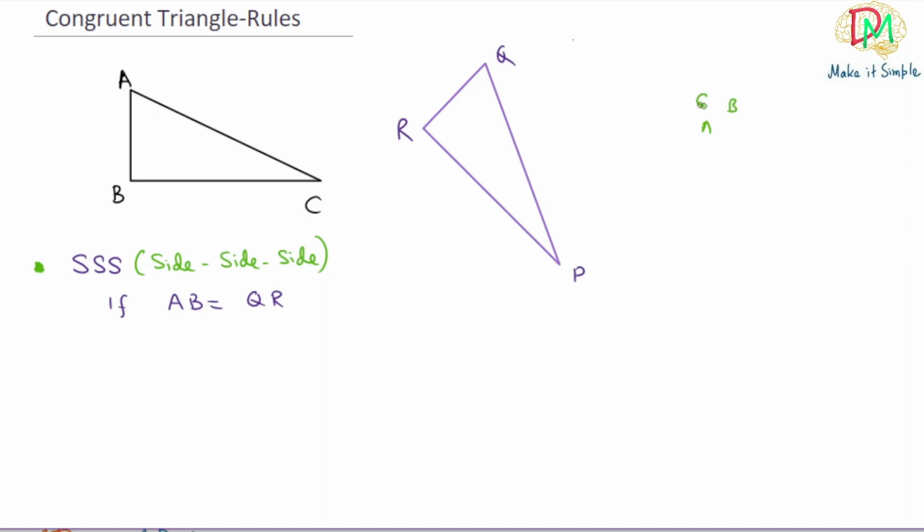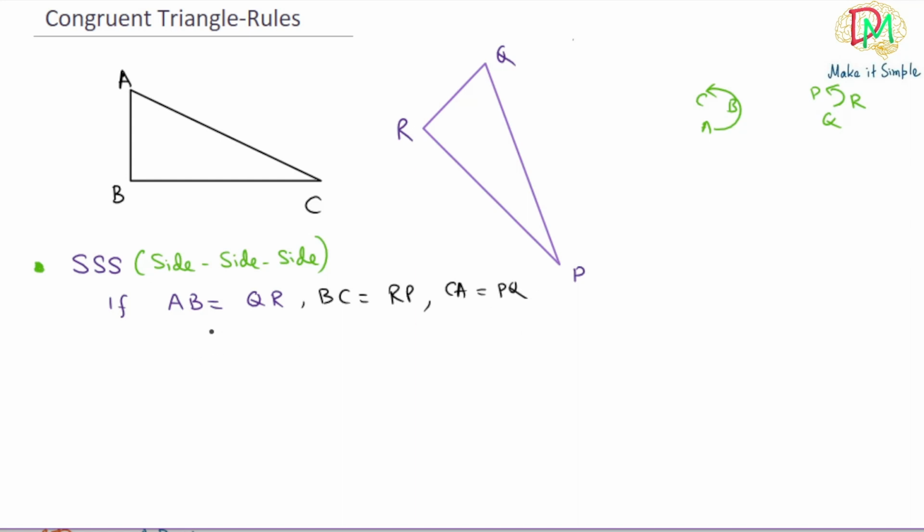A, B, C, and Q, R, P. This orientation. You start from Q. So AB is equal to QR, and then BC is equal to, look at this, RP, and then CA, look at this, is equal to PQ.